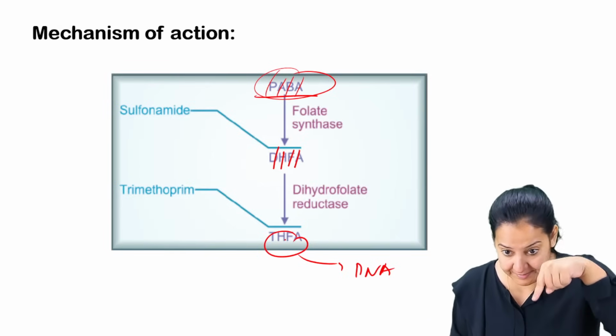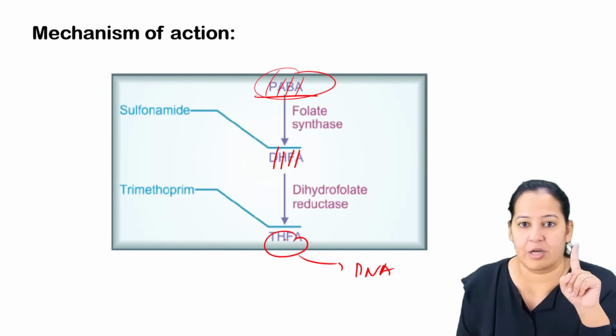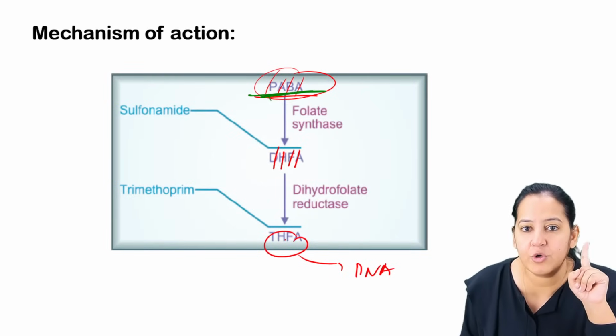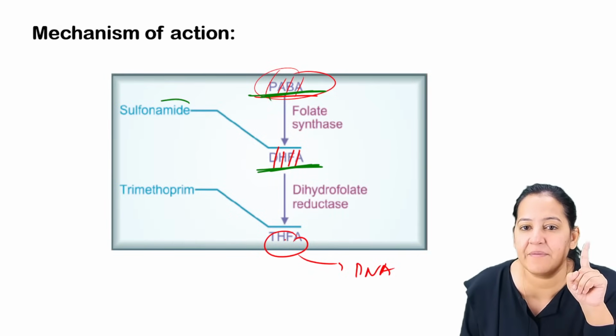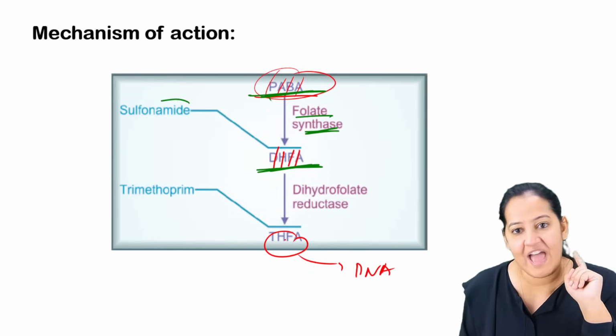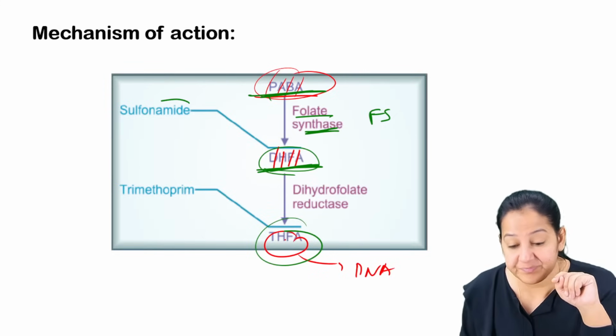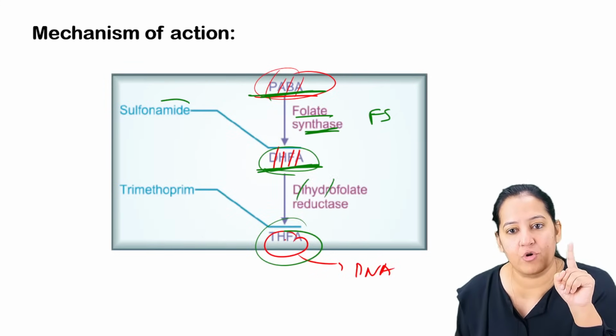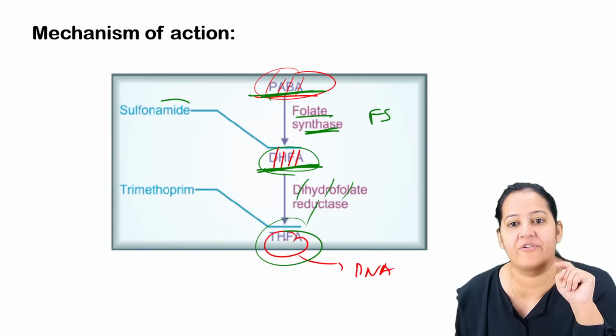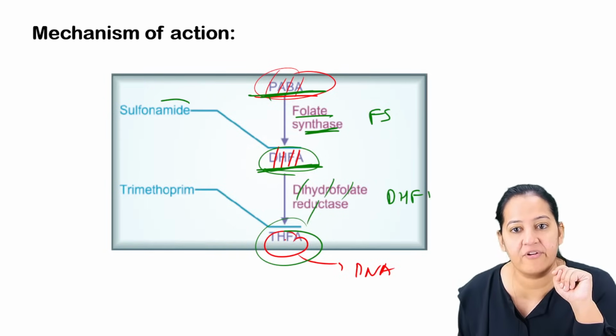Now there are 2 steps, and for each step one enzyme is required. For the conversion of PABA to dihydrofolic acid, the enzyme is folate synthetase. And for the conversion of dihydrofolic acid to tetrahydrofolic acid, there is another enzyme, dihydrofolate reductase.